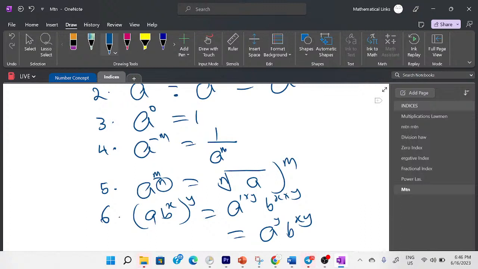So until we meet next week Friday, I want you to practice all these 6 laws of indices. Once you know these 6 laws of indices, any question on indices that comes your way will be very simple. You should be able to recall and illustrate the 6 laws.